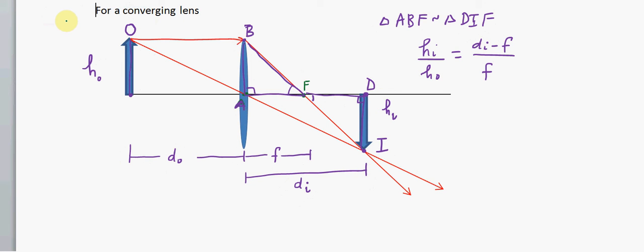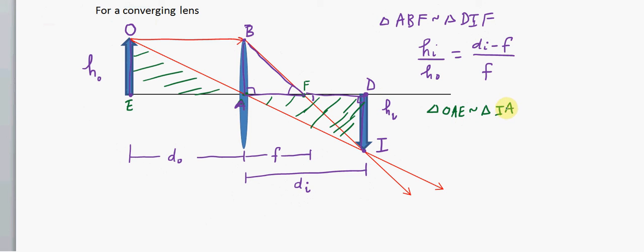All right, now let's look at another pair of triangles that must also be similar, and I'm going to highlight it. It would be this triangle here, so OAE, and this triangle here. Okay. That would be DIA. So triangle OAE is similar to triangle IAD. And from that, we can also come up with another equation with two proportions that are equal to each other.